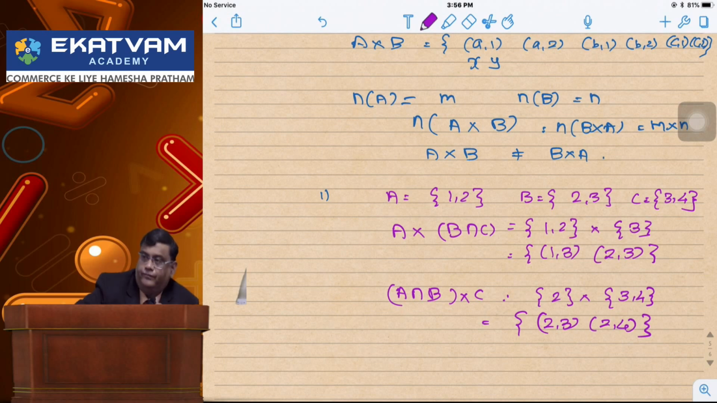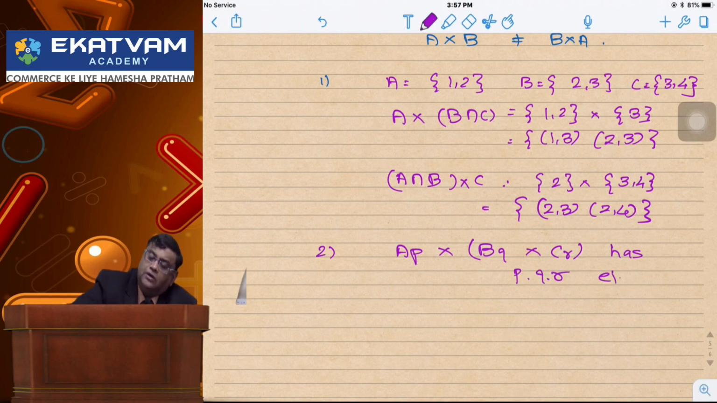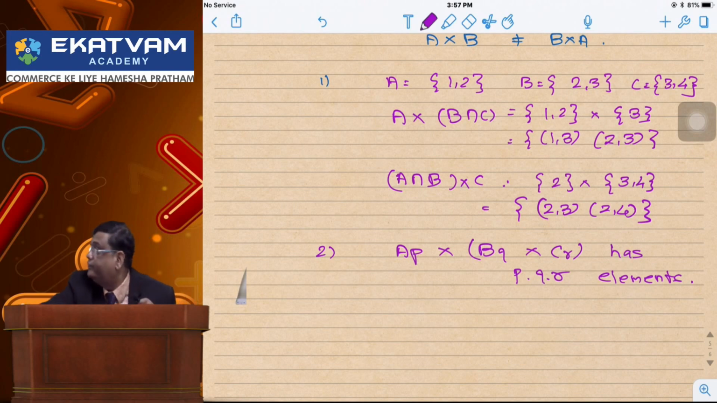Now remember, is that concept clear? A has P elements, cross, B has Q elements, cross, C has R elements. Tell me it will have how many elements? ये ऐसा भी लिखा तो भी चलेगा. It will be P into Q into R. These many elements will be involved.